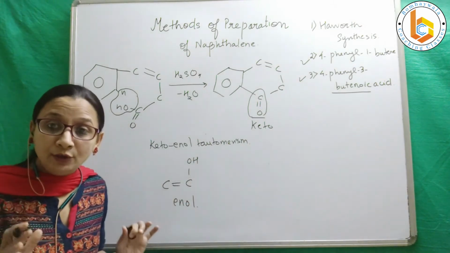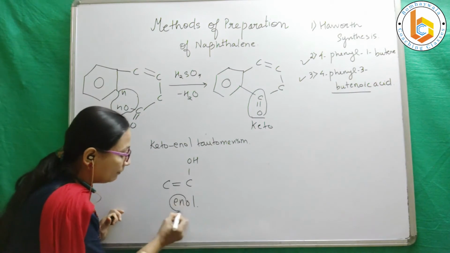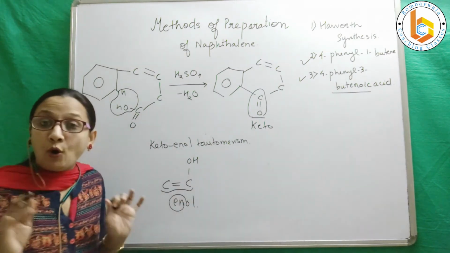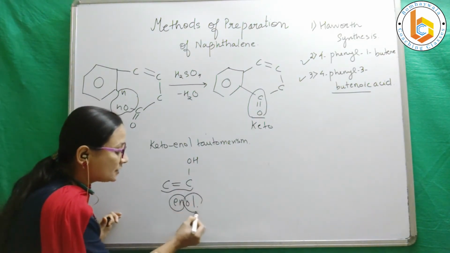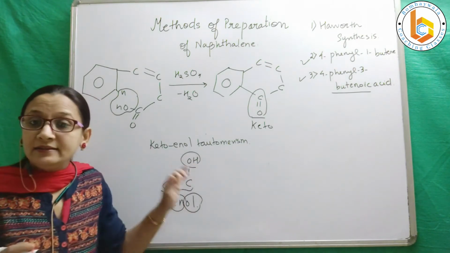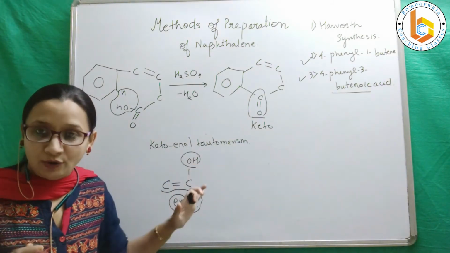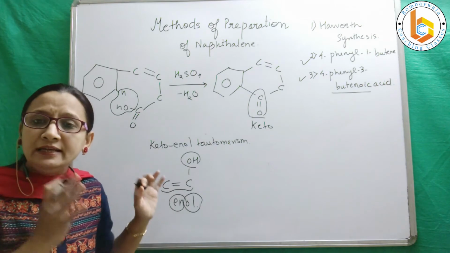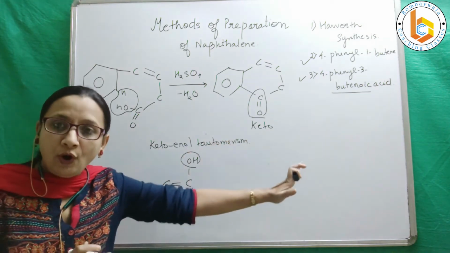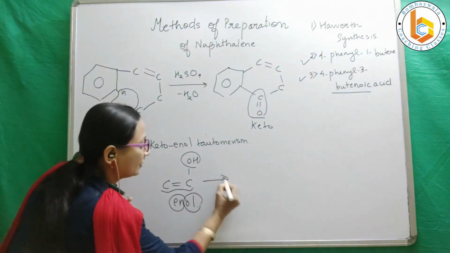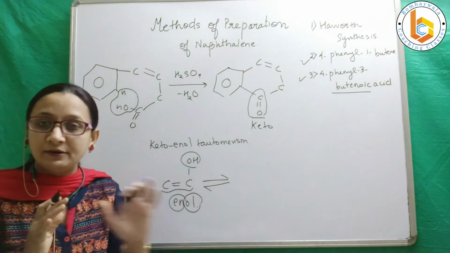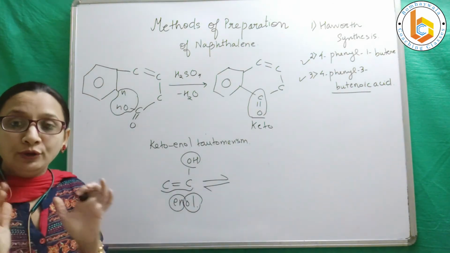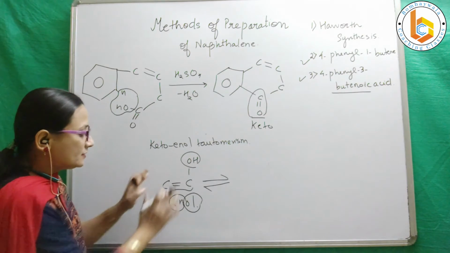Why is it called an enol? En means double bond. See, this is a double bond. And ol means hydroxyl. This is an OH group. And hence this structure is called enol. This enol very easily converts into keto, or the vice versa reaction can occur. It is a reversible reaction, right? Keto-enol tautomerism. So now see, this is my enol.